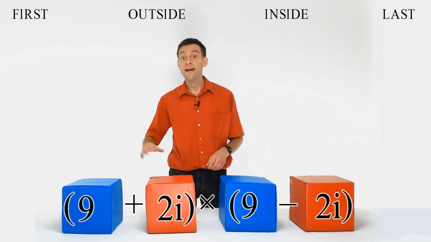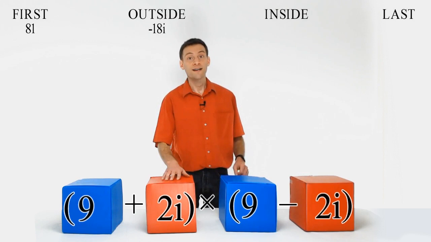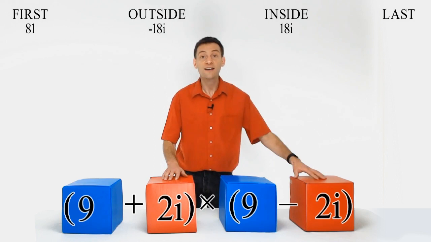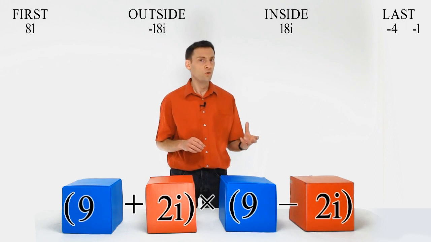9 times 9 equals 81. 9 times minus 2i equals minus 18i. 2i times 9 equals 18i. And 2i times minus 2i equals minus 4i squared. But i squared equals minus 1. So minus 4i squared equals minus 4 times minus 1, which simply equals 4.